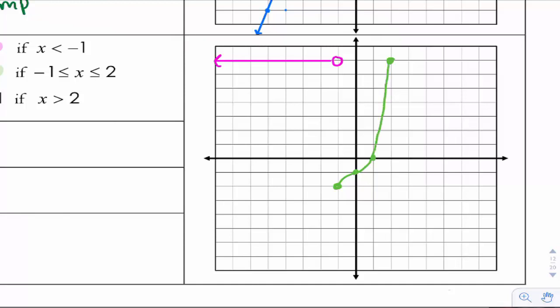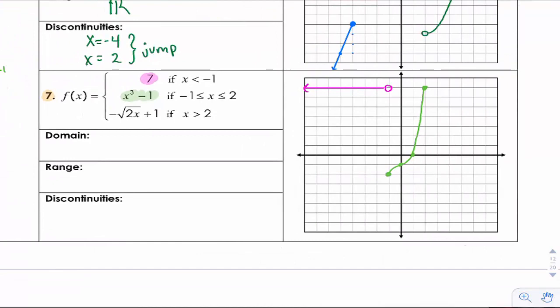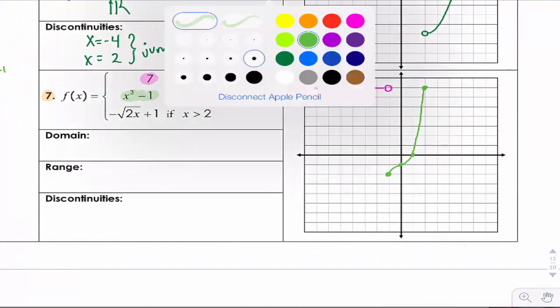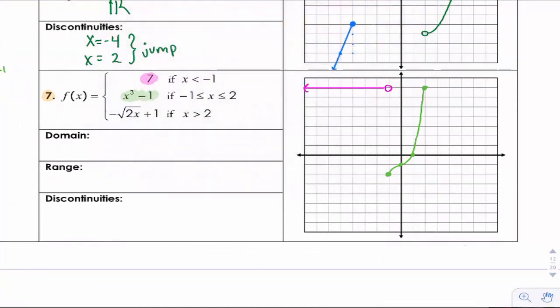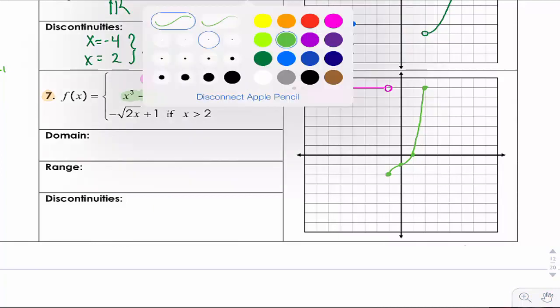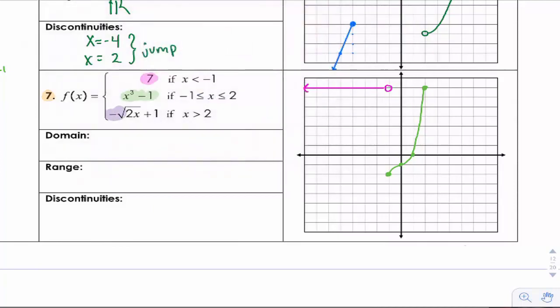And there you go. If I drew the whole thing, it would just look like this, but we're not drawing the whole thing. We're only drawing that piece of the graph. And that leads us into the final portion of this graph. I'll do that in dark purple because I don't use that one very often. So this one is going to be a radical function.